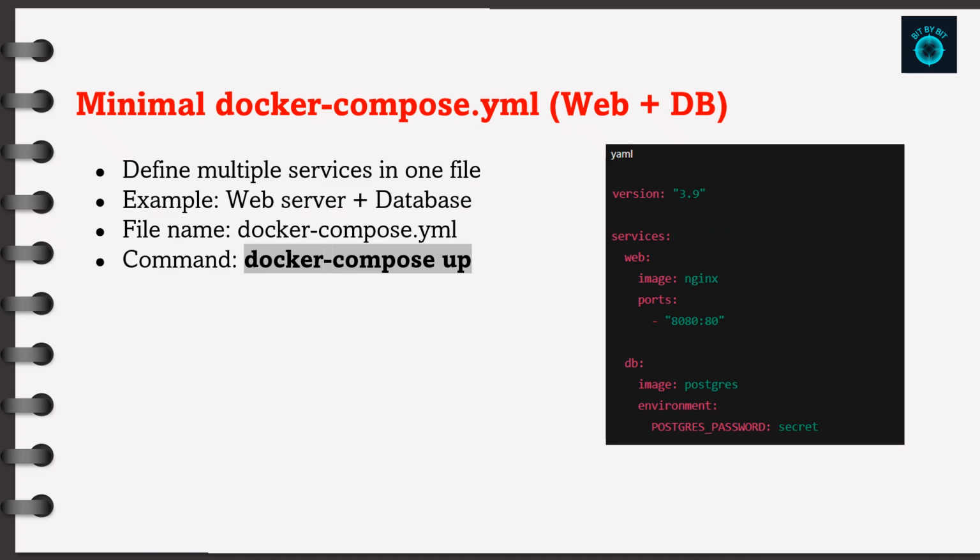Minimal docker-compose.yml. Now let's see Docker Compose in action with a simple example, a web server and a database. With Docker Compose, you describe everything in one file called docker-compose.yml. This file is written in YAML format, which uses indentation with spaces, not tabs. Inside the file, you list all your services, for example, one service for a web app and another service for a database. Each service can define its image, ports, volumes, and the network it belongs to.